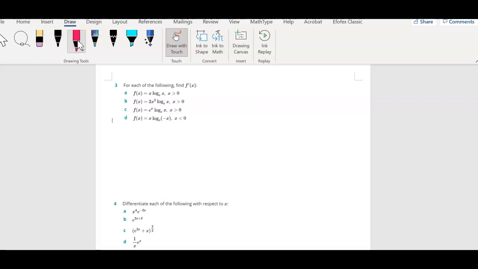Question 3. Now we've got some logs. Let's do 3C. f of x equals e to the power of x times log base e of x.